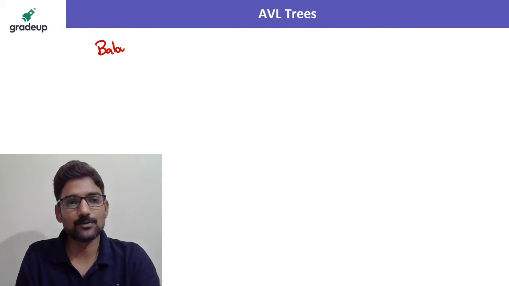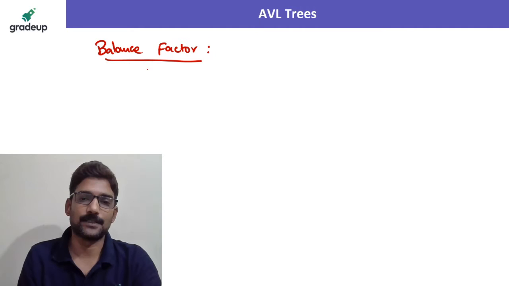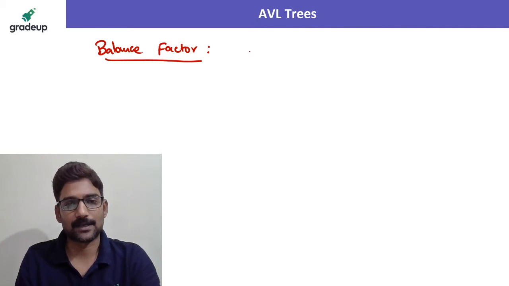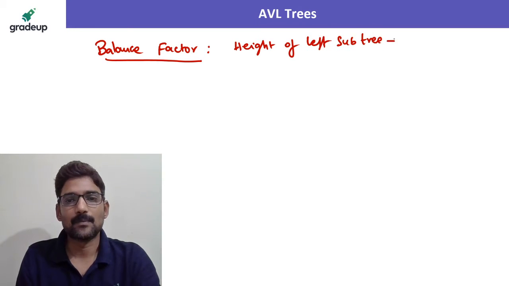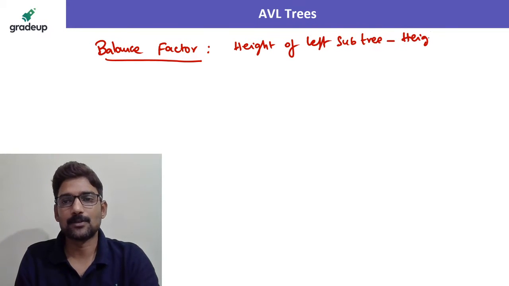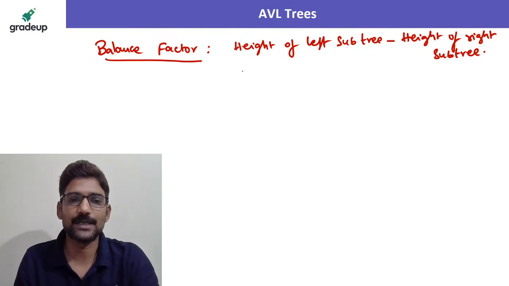Now one more thing we have to understand before the AVL tree, that is balance factor. What is balance factor? It means the height of the left subtree minus the height of the right subtree, or the height of the left child minus the height of the right child, is called balance factor.